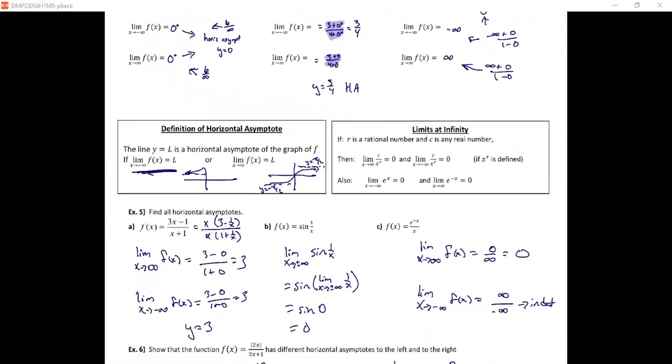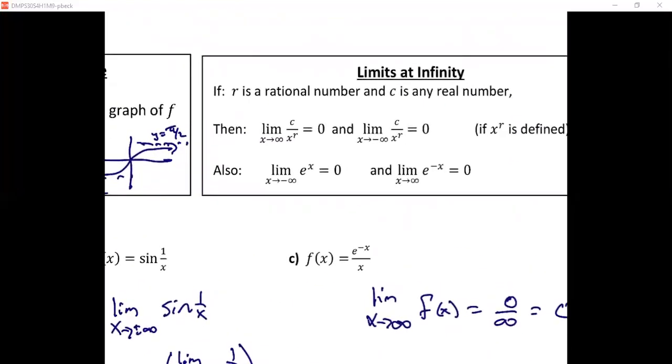One of the big limits at infinity that most students don't really pay attention to is e to the x. If you remember, the graph of e to the x looks similar to this. So as x goes to negative infinity, the y value goes to 0. So we have a horizontal asymptote of y equals 0. Or if we're looking at the graph of e to the negative x, it'll look similar to this. So we have the horizontal asymptote here, y equals 0.